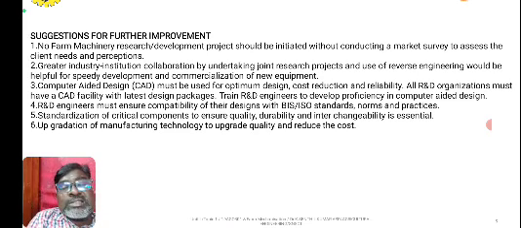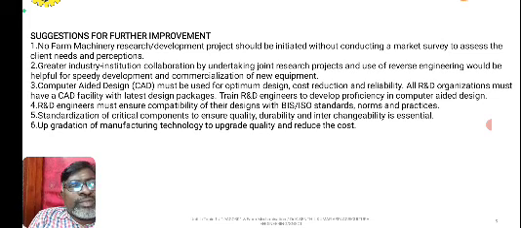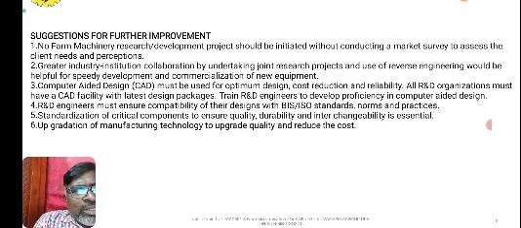There are certain suggestions for further improvement. No farm machinery R&D, that is research and development, project should be initiated without conducting a market survey to assess the client's needs and perceptions. Greater industry-institution collaboration by undertaking joint research projects and the use of reverse engineering would be helpful for steady development and commercialization of new equipment.